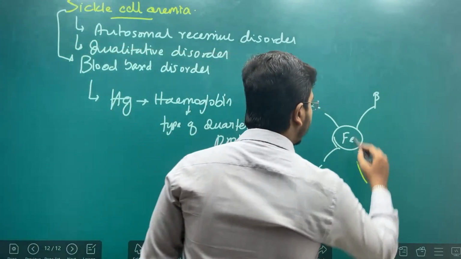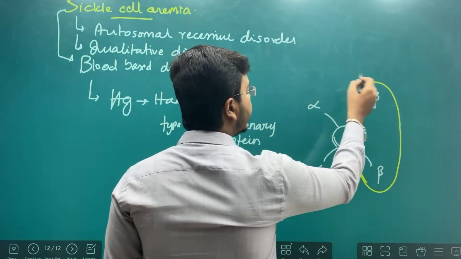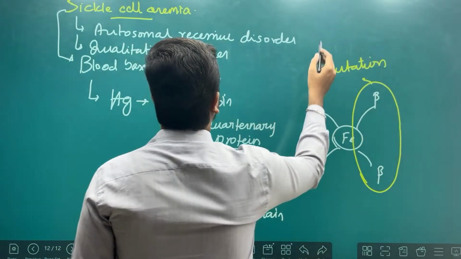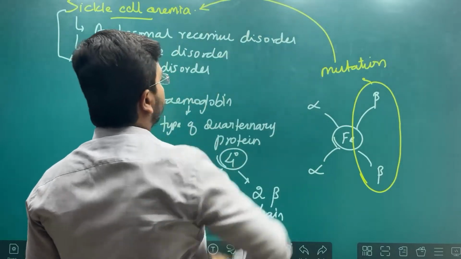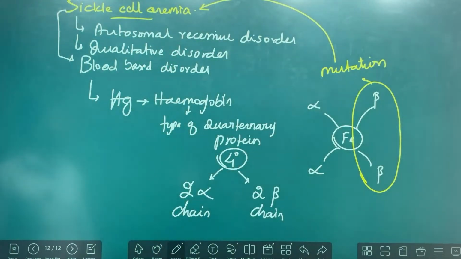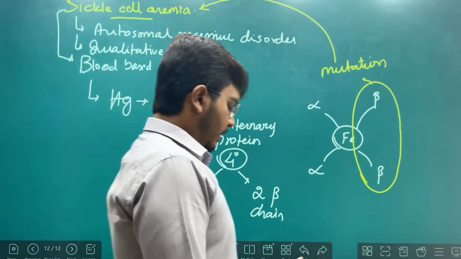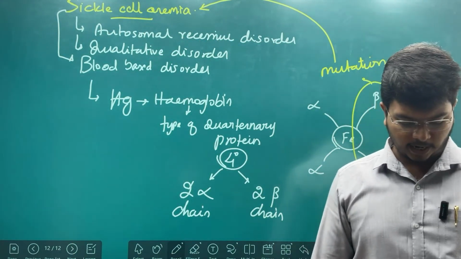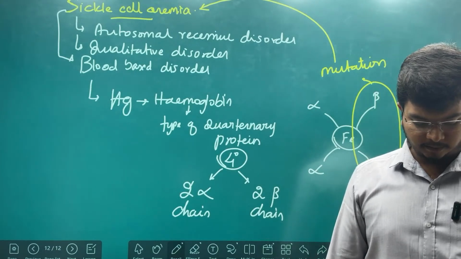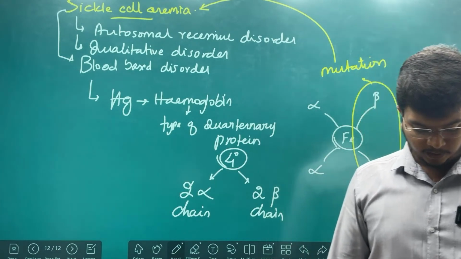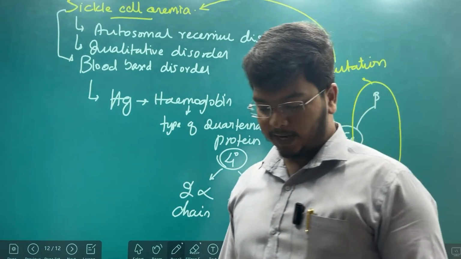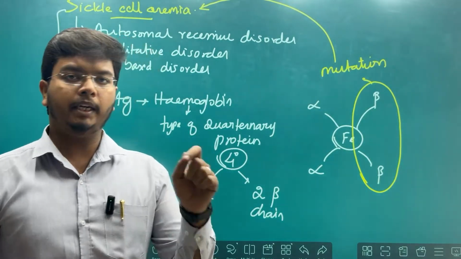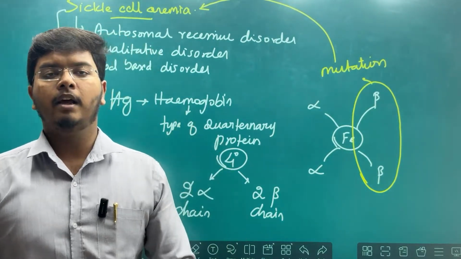Now in this beta chain, remember, suppose a mutation happens in this beta chain. Because of the mutation in this beta chain, what is the name of the disorder I get? The disorder is called sickle cell anemia. Are you clear with this? Why am I getting sickle cell anemia? Because of the mutation of the beta polypeptide chain in a hemoglobin.